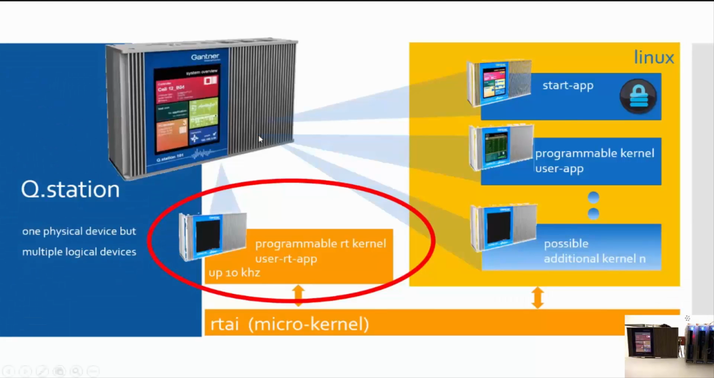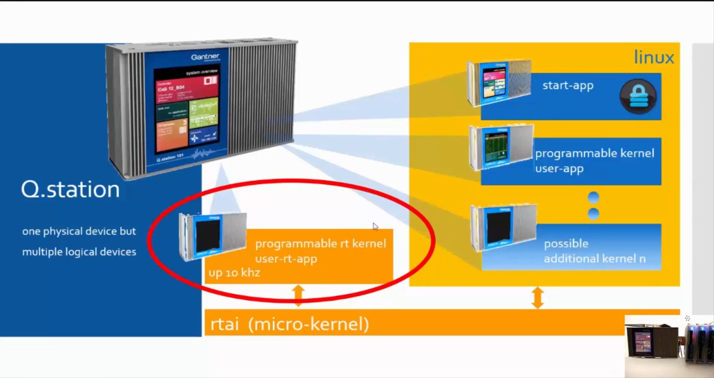In the picture you can see the structure of the Q.station. Physically, the Q.station is one device. Logically, however, it consists of various devices. On the right side, you can see the high-level section with 3 test.con kernels, which are graphically programmable. The red circled area is the real-time kernel of the Q.station. This is the low-level section, where a program is processed in hard real-time.